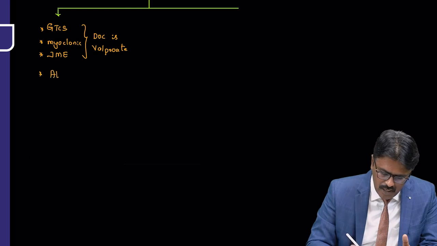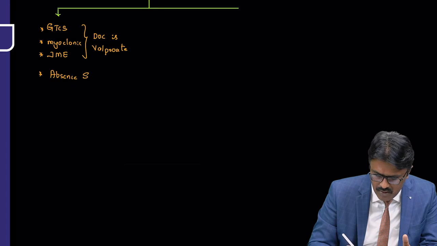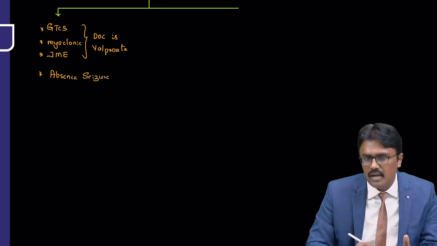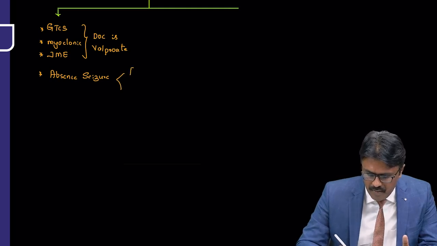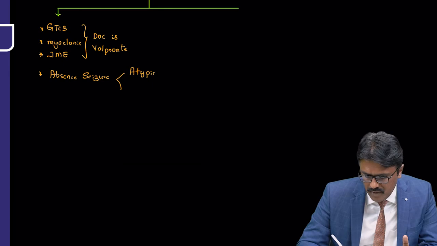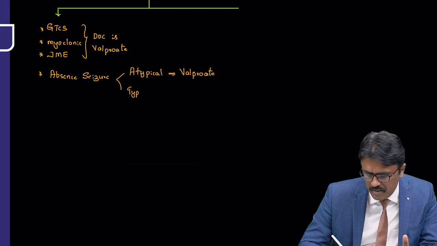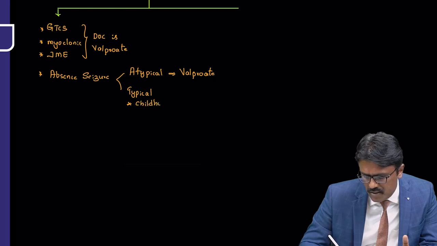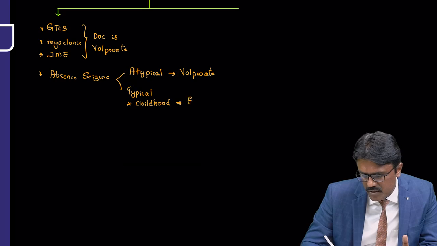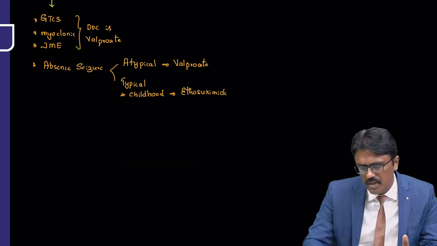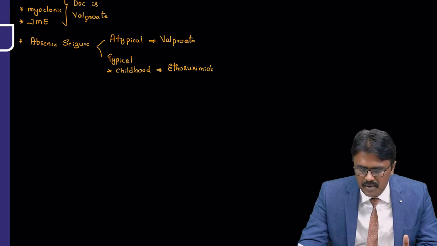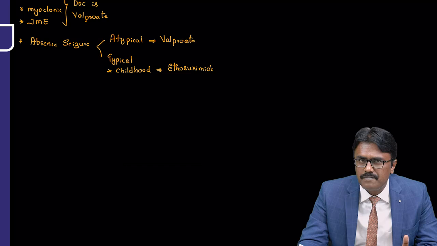Many a times, for absence seizure, students keep on asking the question. In absence seizure, there may be atypical cases. If there is atypical absence seizure, the drug of choice will be valproate. If it is typical absence seizure in childhood, then the drug of choice is ethosuximide. So childhood typical, it is ethosuximide. Atypical, whatever the age, it is valproate.